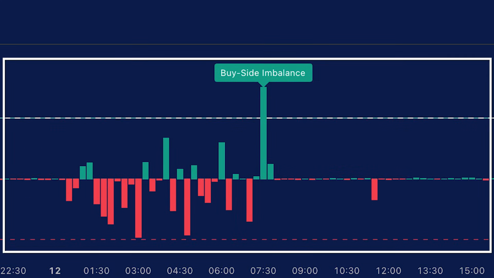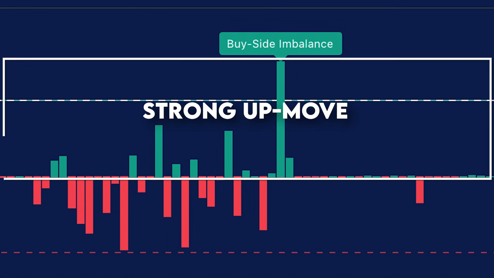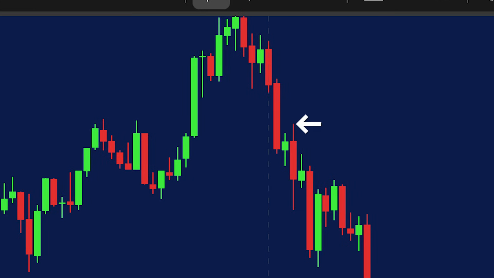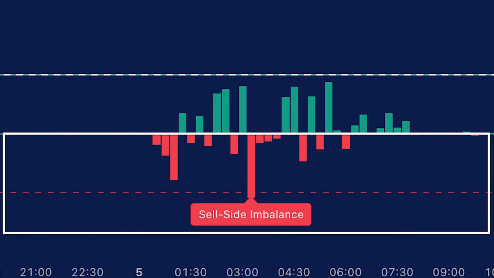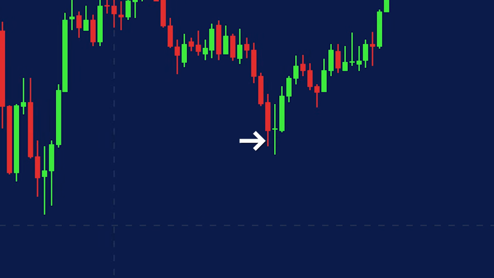You've got the oscillator at the bottom that changes between positive and negative readings. Positive readings mean a strong up move on low volume, a potential buy-side imbalance with a void below that often refills. Negative readings mean a strong down move on low volume, a potential sell-side imbalance with a void above that often refills. But it gets better.